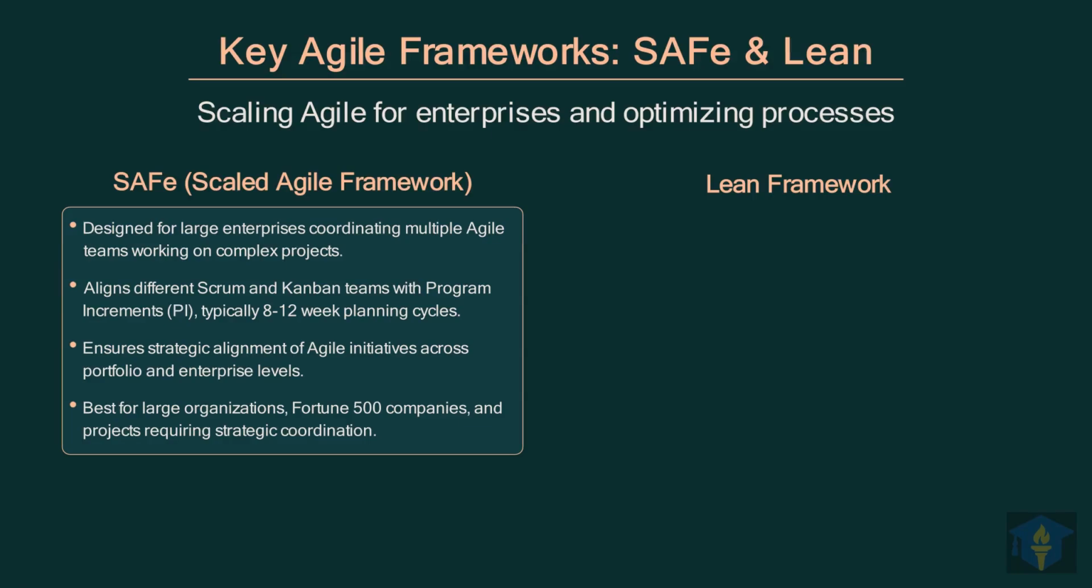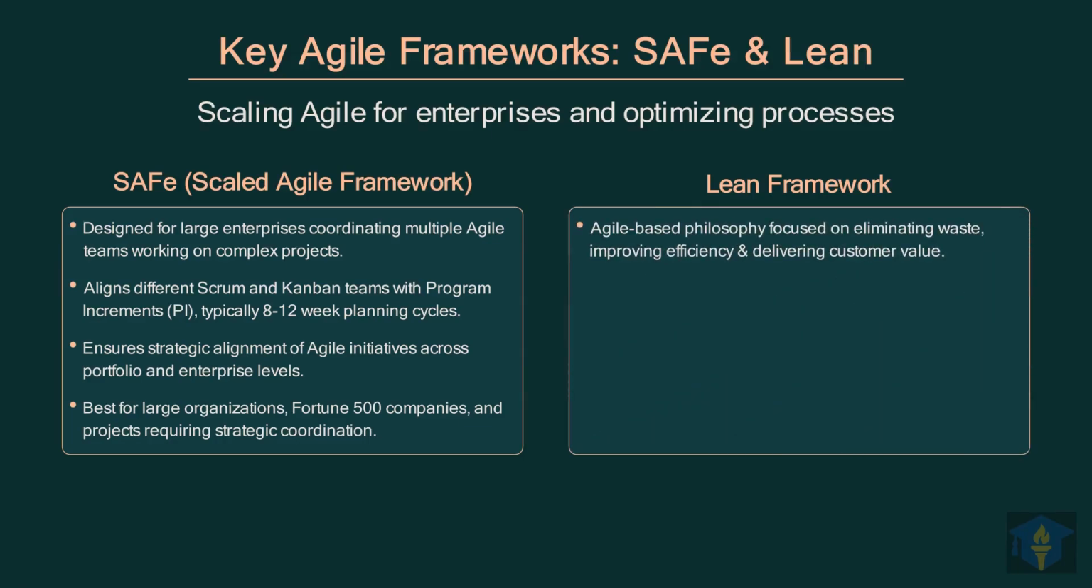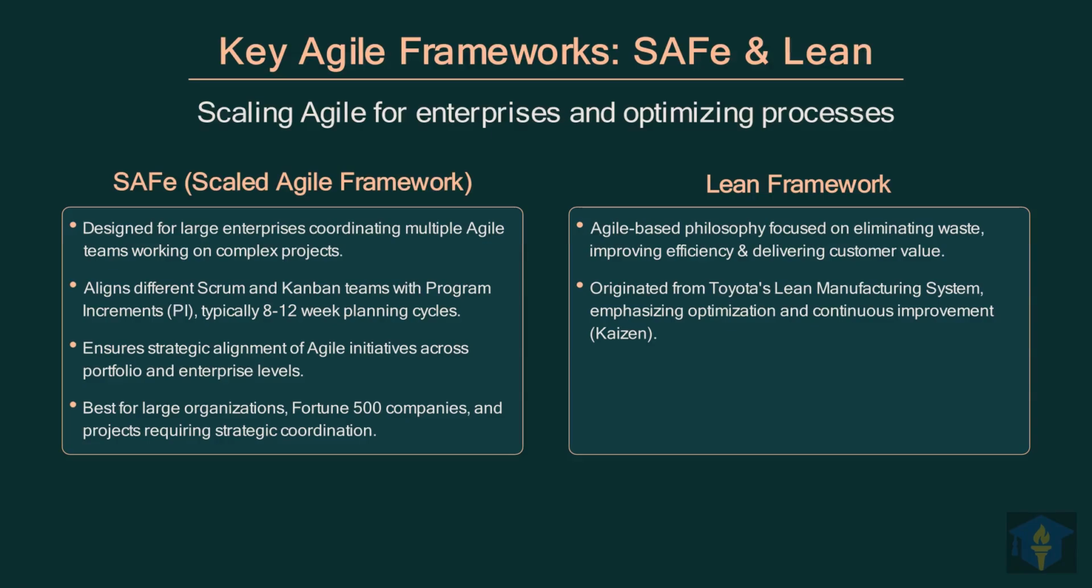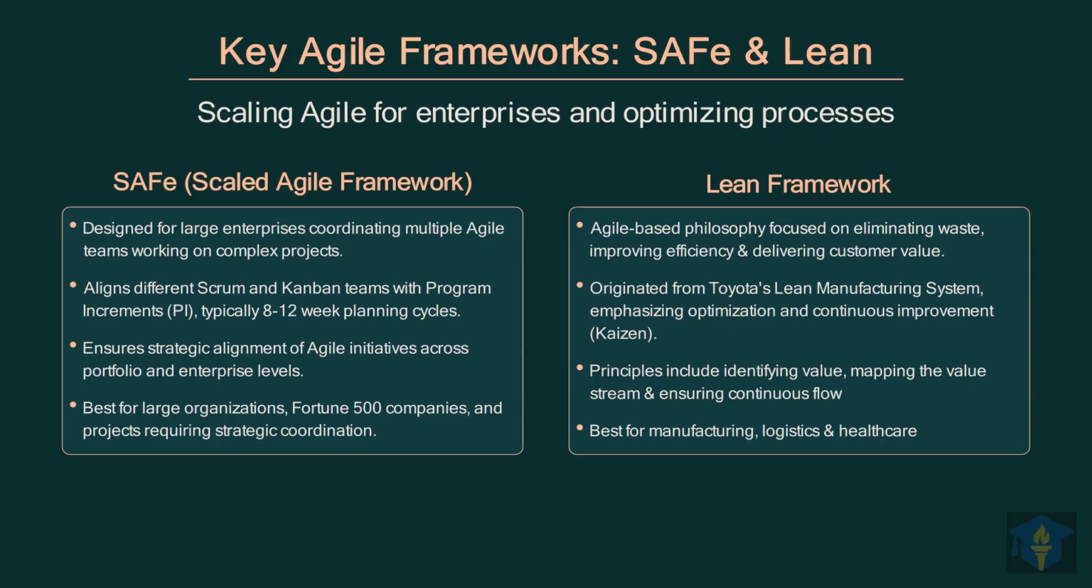Now, let's explore the Lean framework, a philosophy focused on maximizing value and minimizing waste. Lean is an Agile-based philosophy focused on eliminating waste, improving efficiency, and delivering maximum customer value consistently. Originating from Toyota's lean manufacturing, it emphasizes optimization and continuous improvement, known as Kaizen. Key principles include identifying value, mapping the value stream, ensuring continuous flow, and establishing pull-based systems. Lean is ideal for manufacturing, logistics, healthcare, and service industries seeking to streamline processes effectively.